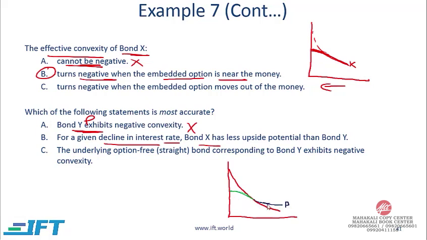The puttable bond at low interest rates has the same curve as a straight bond. And notice, as interest rates decline, the upside potential for both the straight bond and the puttable bond is much more than the upside potential of this green callable bond. So this is correct. Let's also do C. The underlying option-free bond or straight bond corresponding to Y exhibits negative convexity. That's not true. Straight bonds do not exhibit negative convexity. So the best answer is B.